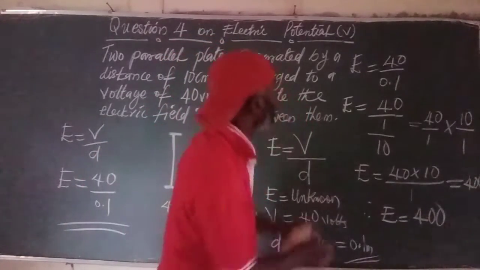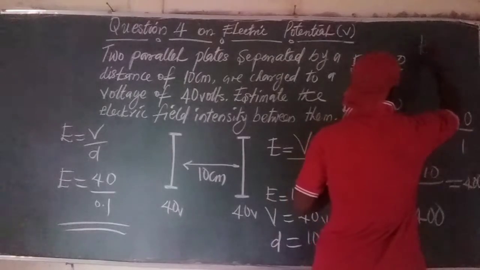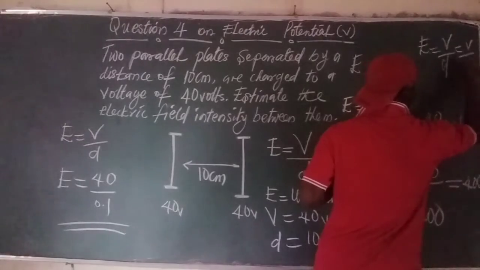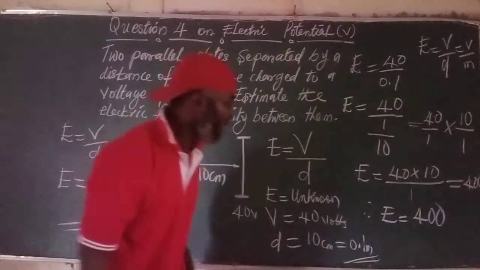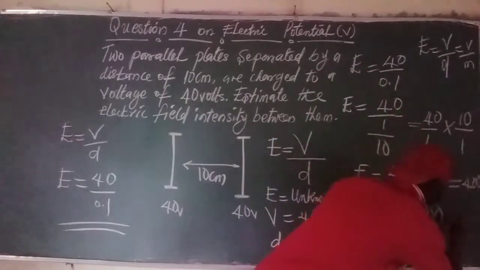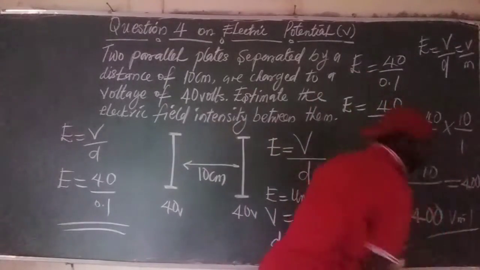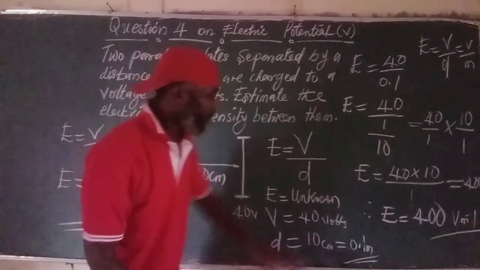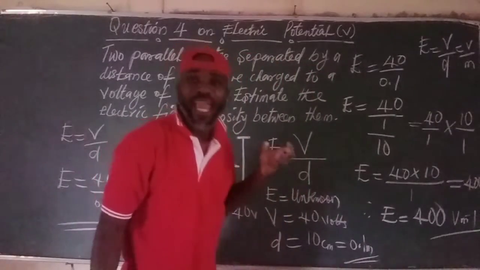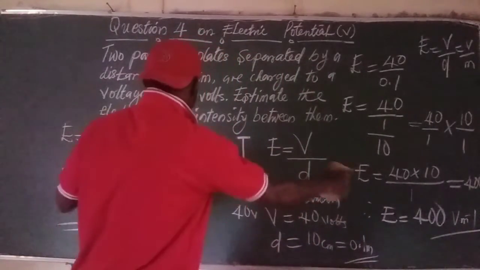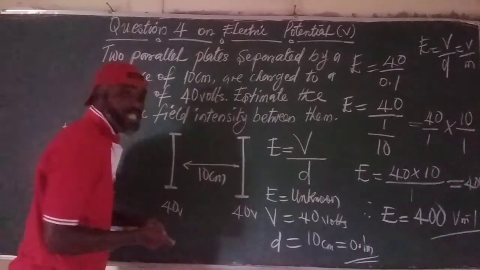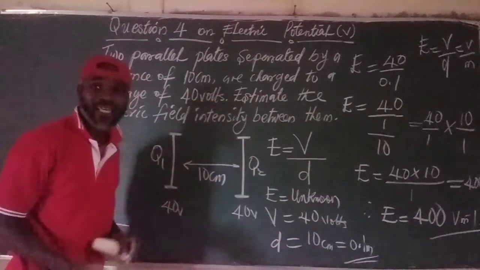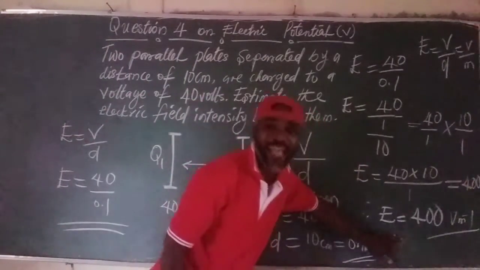What happens here is, because E is given as V all over D, V is volts, and D is measured in meters, we have volts per meter. Very simple. So we have the electric field intensity between the two plates. Between the two plates, a certain amount of charge, maybe Q1 and Q2, doesn't really matter, is this. And then we are done.